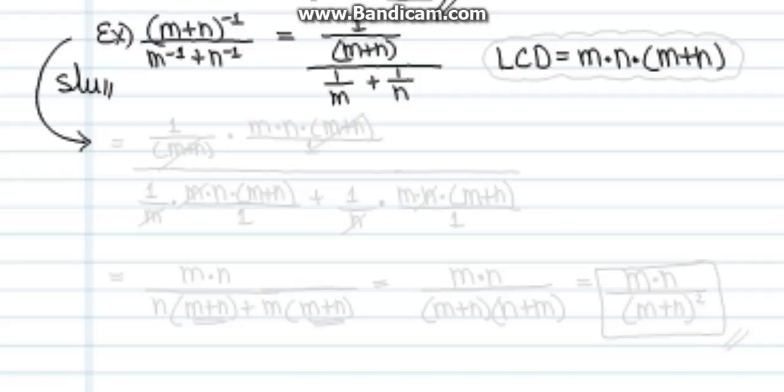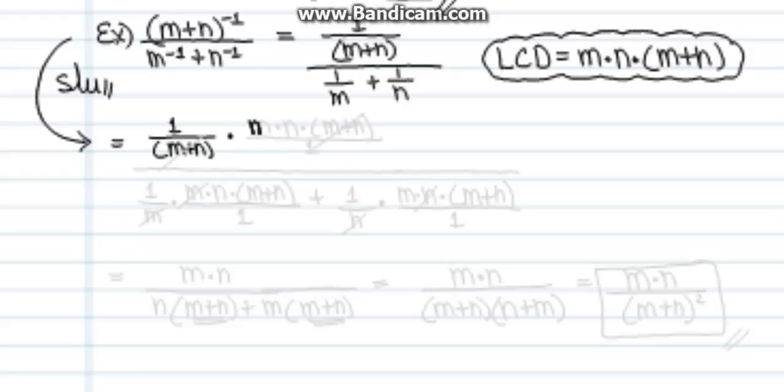And this guy is equal to the LCD m times n times m plus n multiplied across the top and across the bottom. So on the top we have 1 over m plus n. Now multiply that by m times n times m plus n. Now again, if you don't recognize that this is a whole number and you want to emphasize that, you can always write it over 1.